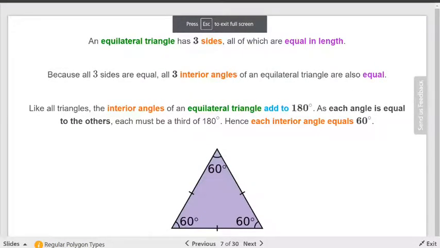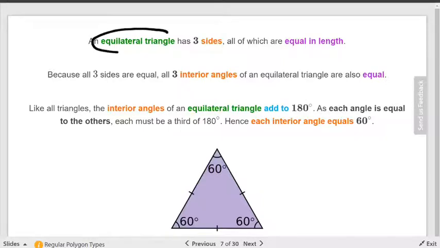The smallest polygon that you can draw has three sides and is called a triangle. And triangles have different properties. The first one that we're going to talk about is called an equilateral triangle. It has three sides, and equilateral means all the sides are equal in length. Lateral means line or side.